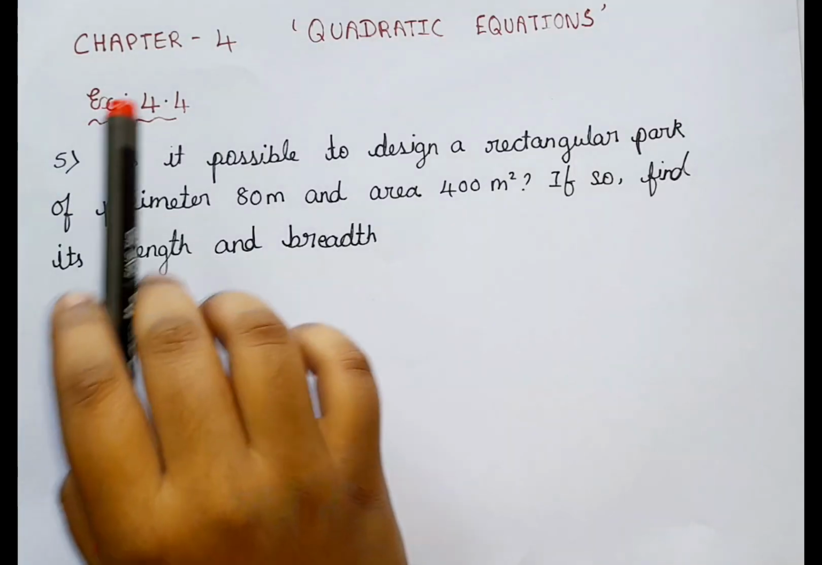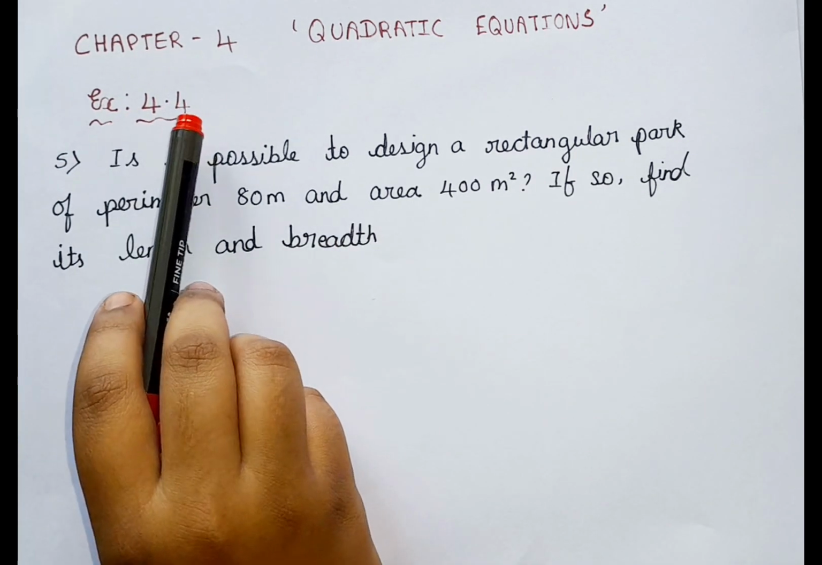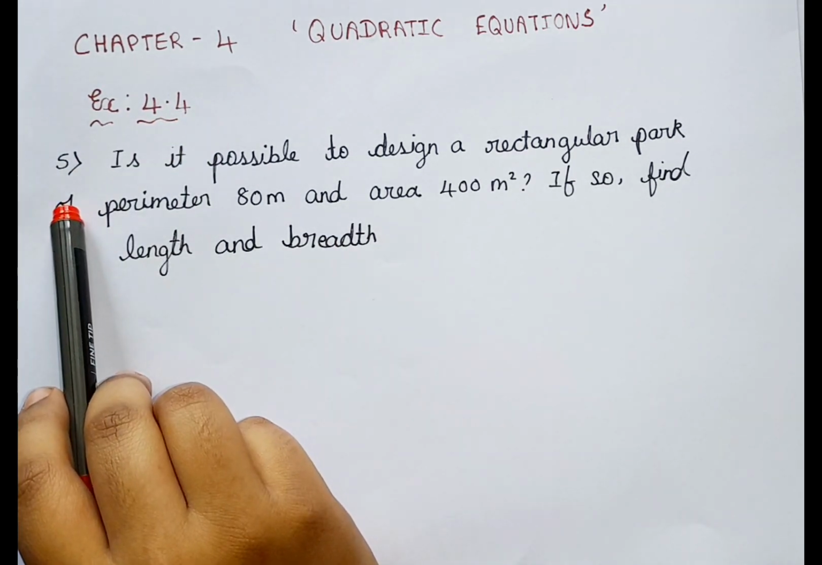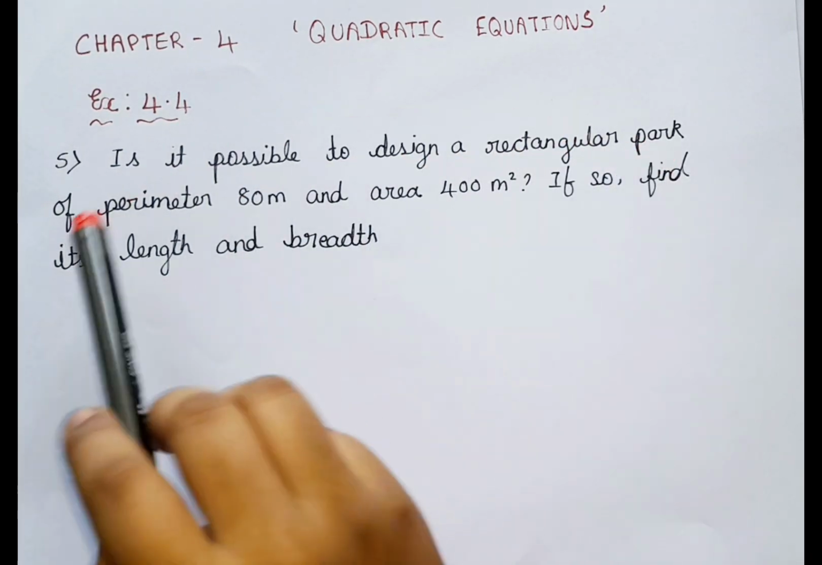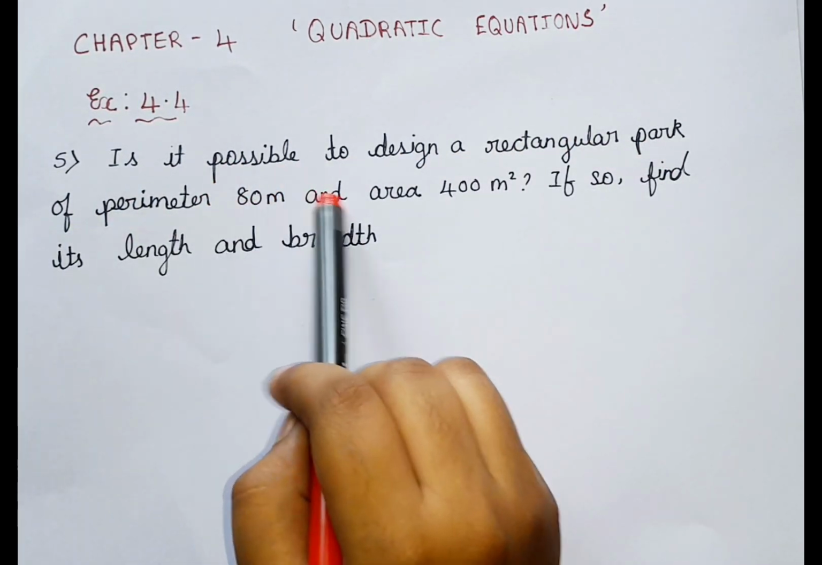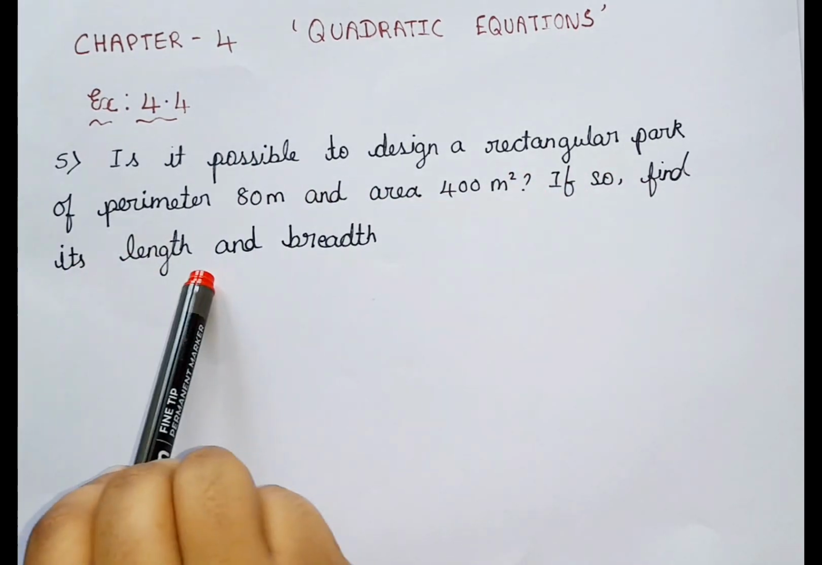Today we are going to be learning Chapter 4 Quadratic Equations, Exercise 4.4, fifth question. Alright, now let's read the question. Is it possible to design a rectangular park of perimeter 80 meter and area 400 meter square? If so, find its length and breadth.